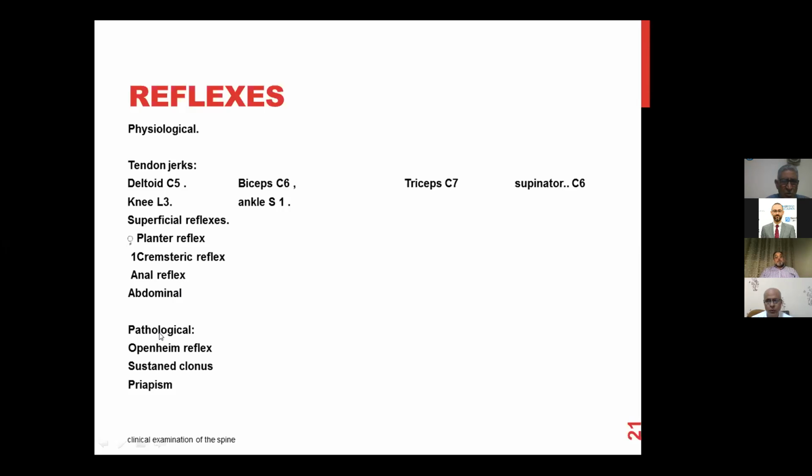Pathological reflexes, upper or lower: we have the Oppenheim test or the Hoffmann test, and sustained clonus and Babinski's sign.